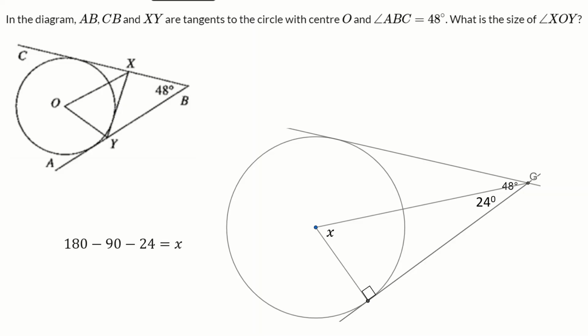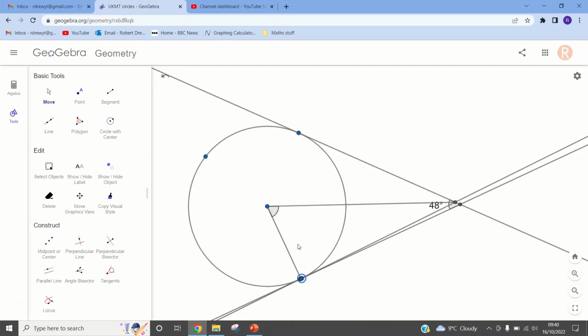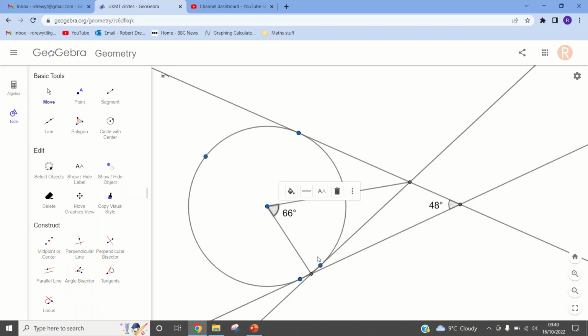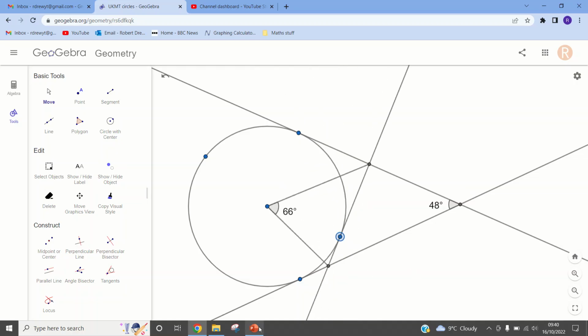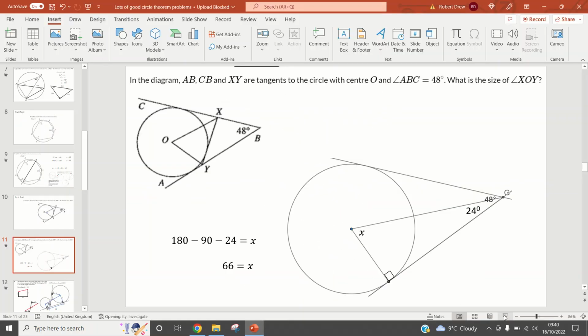180 take away the other two gives me x is 66, which if I go into here and just click what is this, I should also get 66. And we can see that that angle doesn't change. I was correct. It doesn't change, and it can't do because they gave me no information about it. So that's quite a nice little trick you can pull sometimes on questions like that.